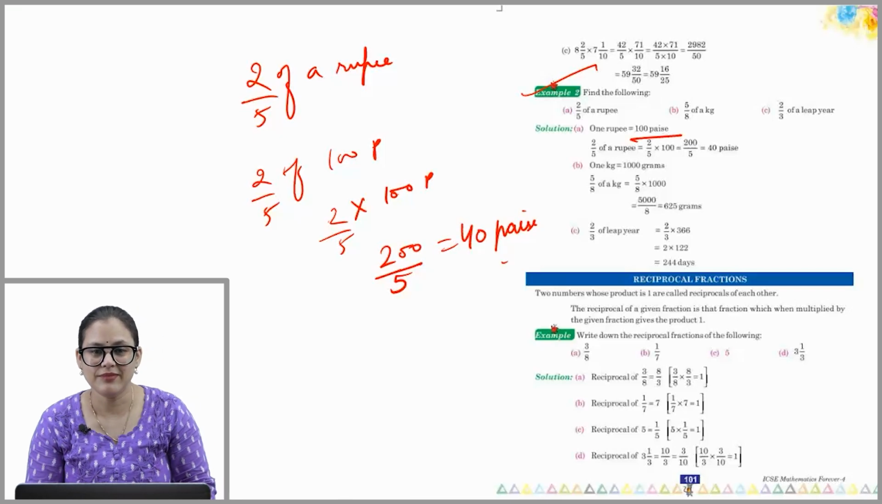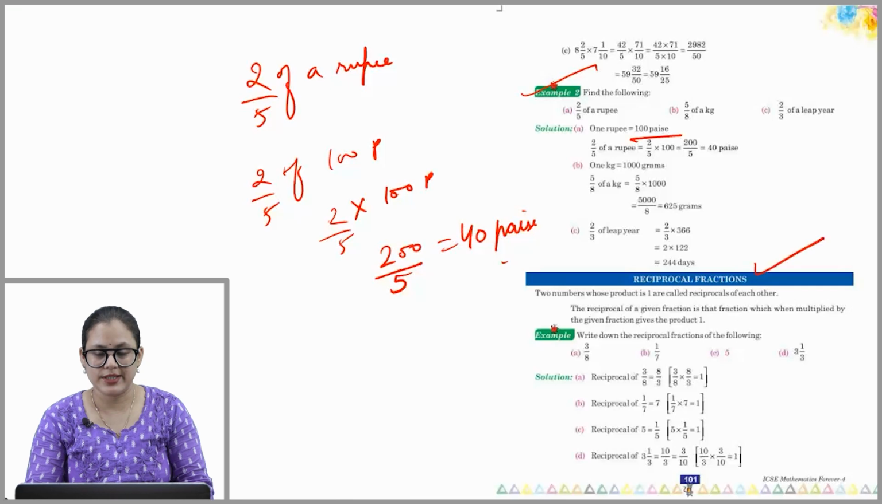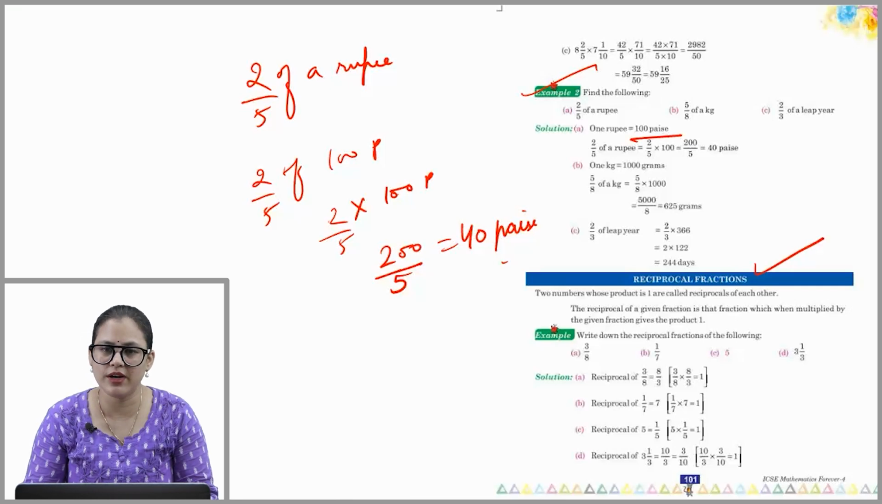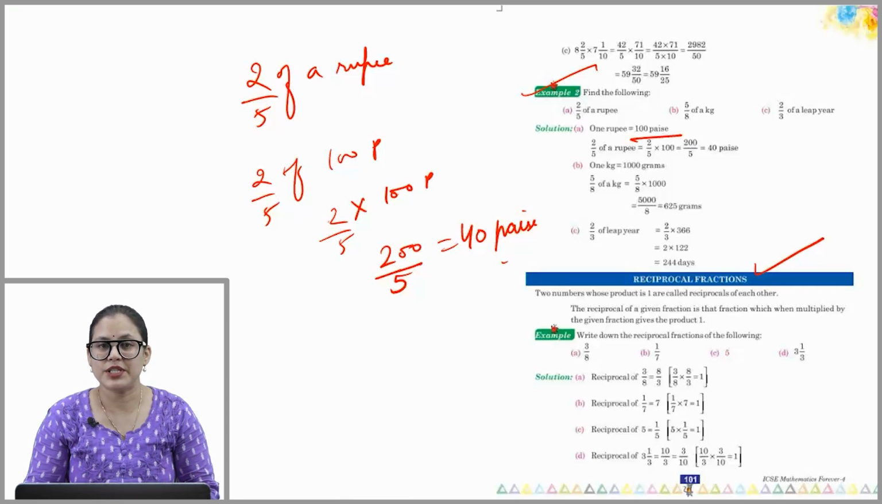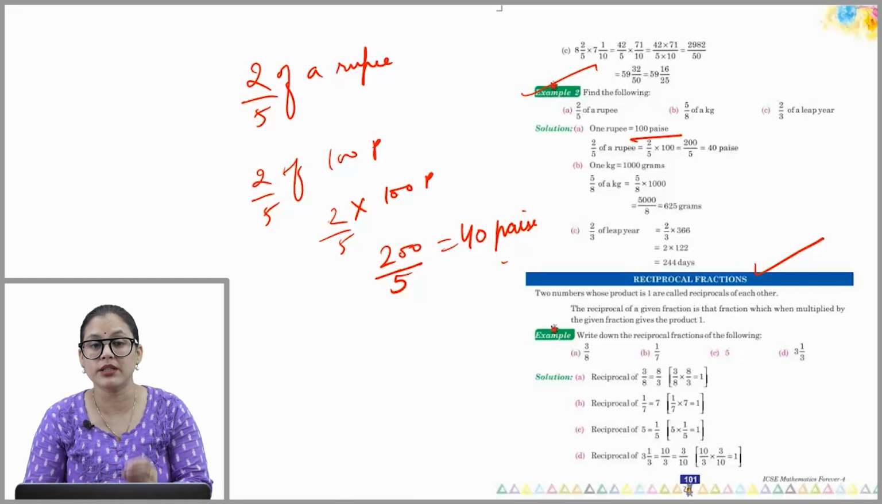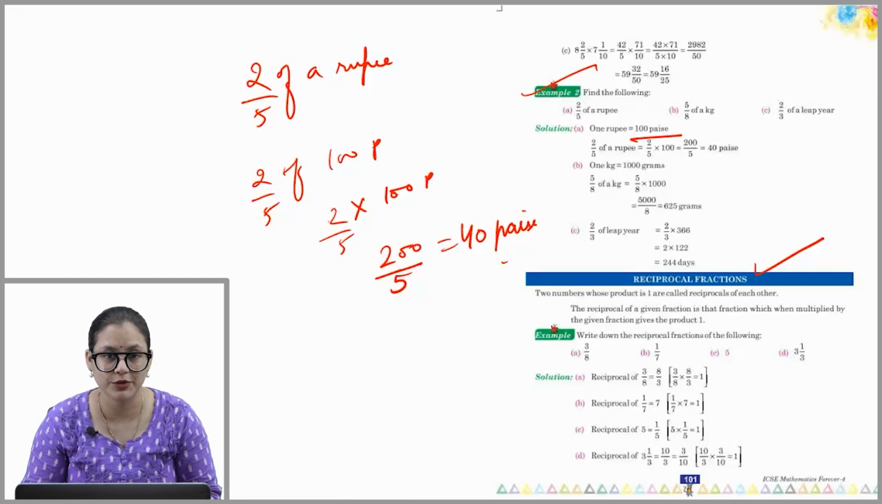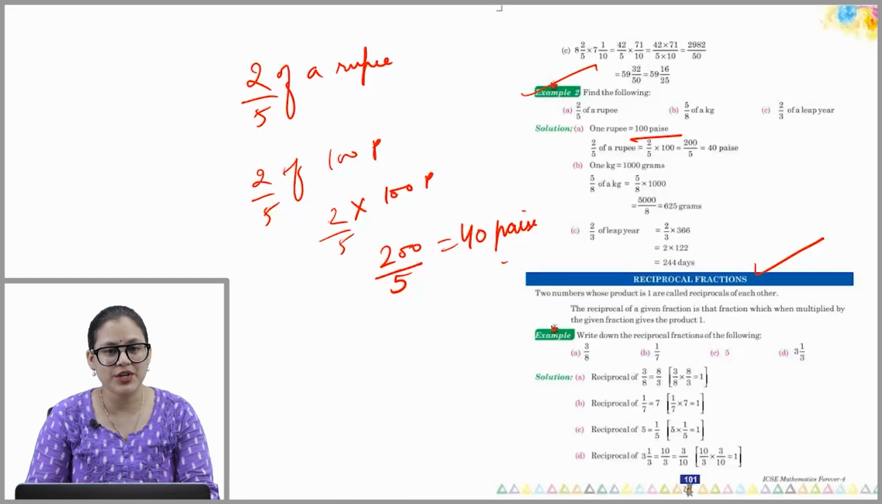Now, reciprocal fractions. Two numbers whose product is 1 are called reciprocals of each other. The reciprocal of a given fraction is that fraction which, when multiplied by the given fraction, gives the product 1. So write down the reciprocal of the following fractions.